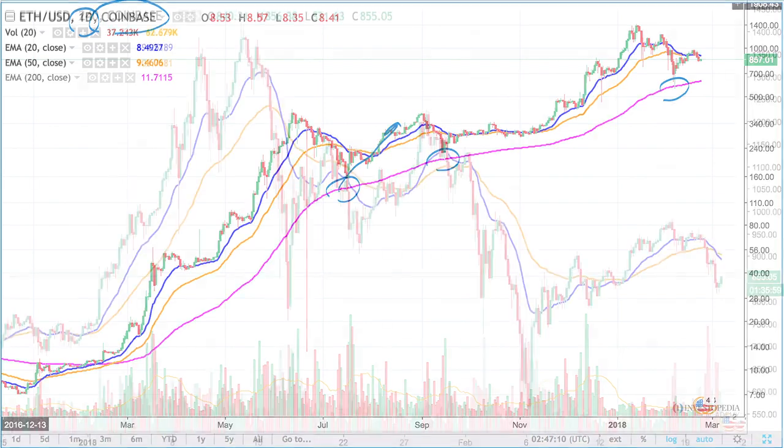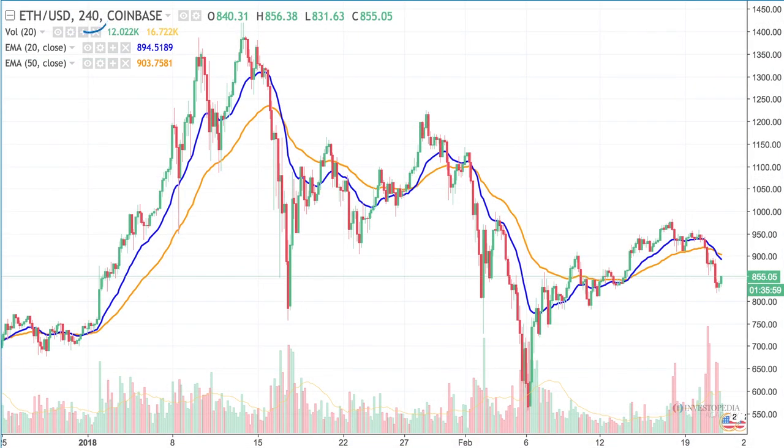Here's another chart of Ethereum versus the US dollar. Now 240 means 240 minutes, or about 4 hours. And this is on the Coinbase exchange. And I'm looking at here the 20-period exponential moving average versus the 50. And I've got a bunch of crosses here going on. I've got a cross of the 20 above the 50 here at a price level of about 750, which took Ethereum up to a price level of 1400, so you saw a double.